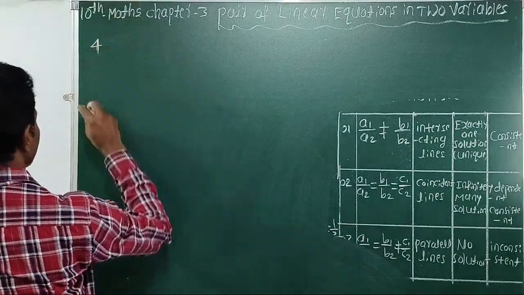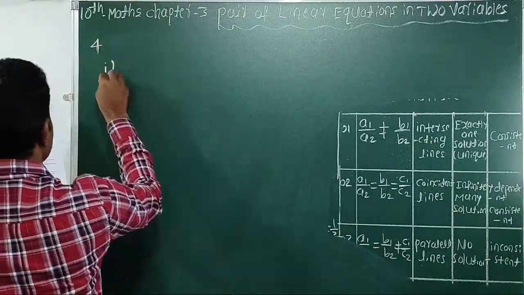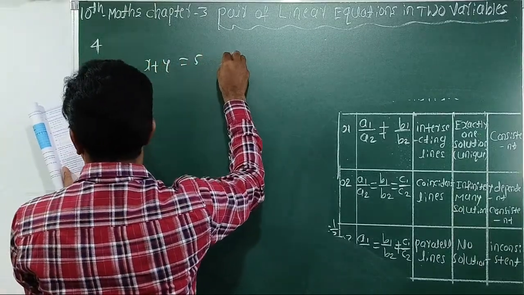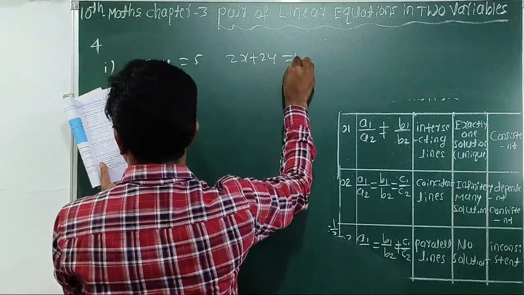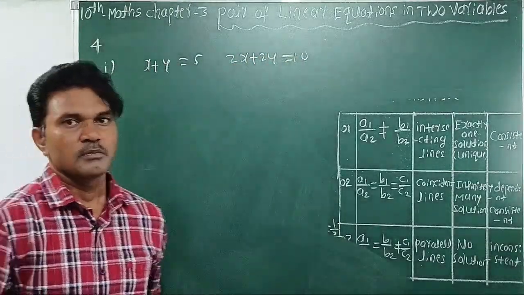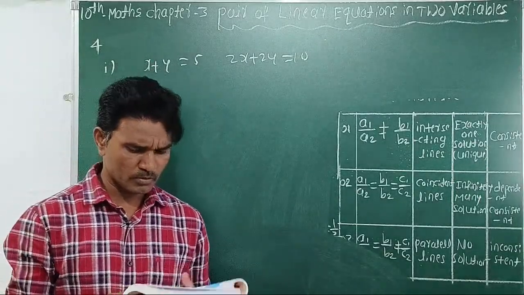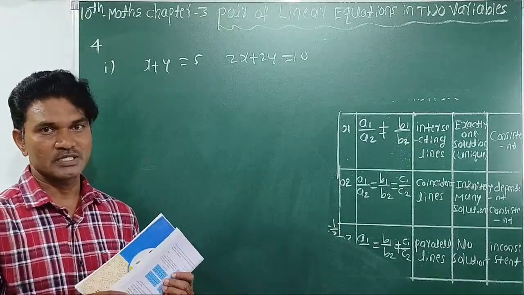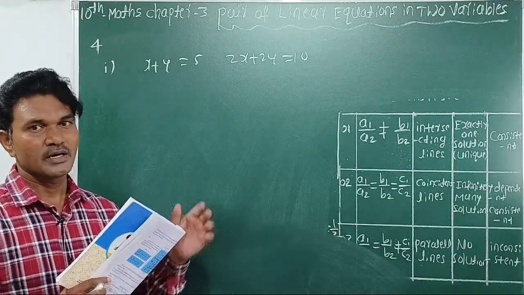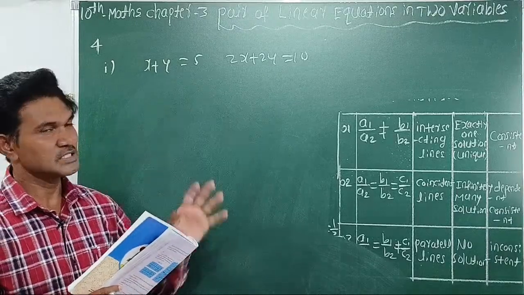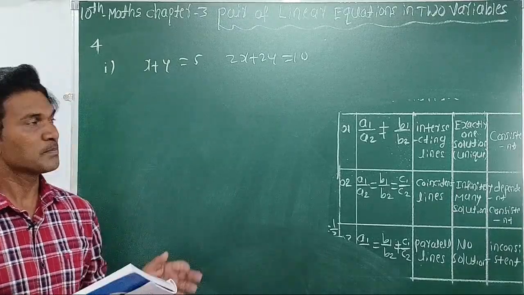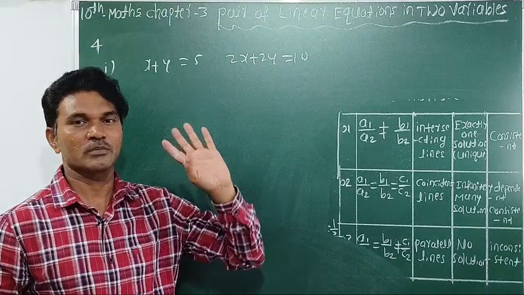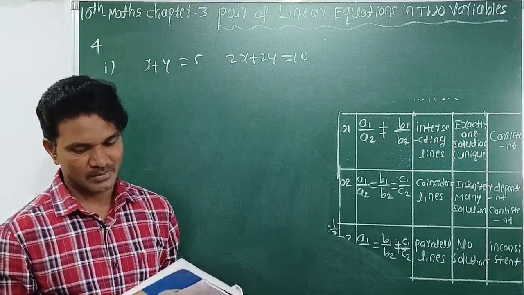In the fourth main question, the first one: x plus y is equal to pi and 2x plus 2y is equal to 10. First we have to verify the ratios of the coefficients of these equations, and judge whether these equations are consistent or not. If they are consistent, we have to solve these two equations graphically, by using the graphical method.